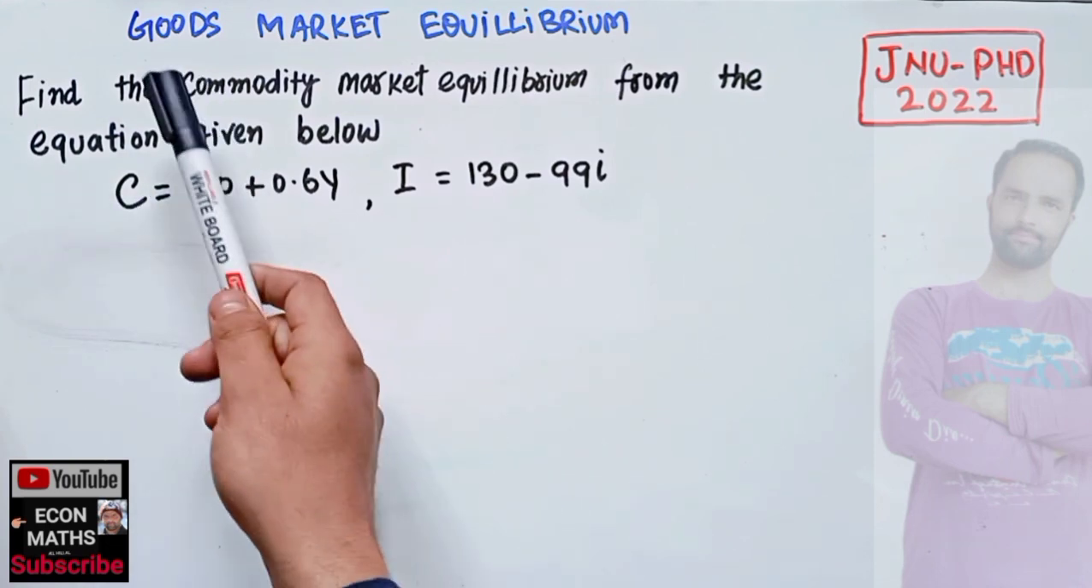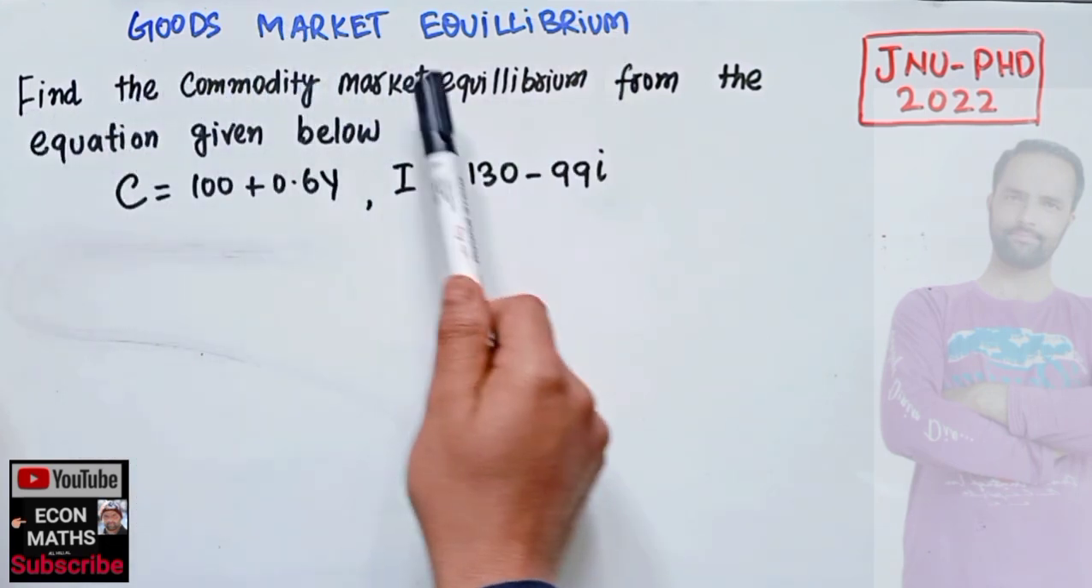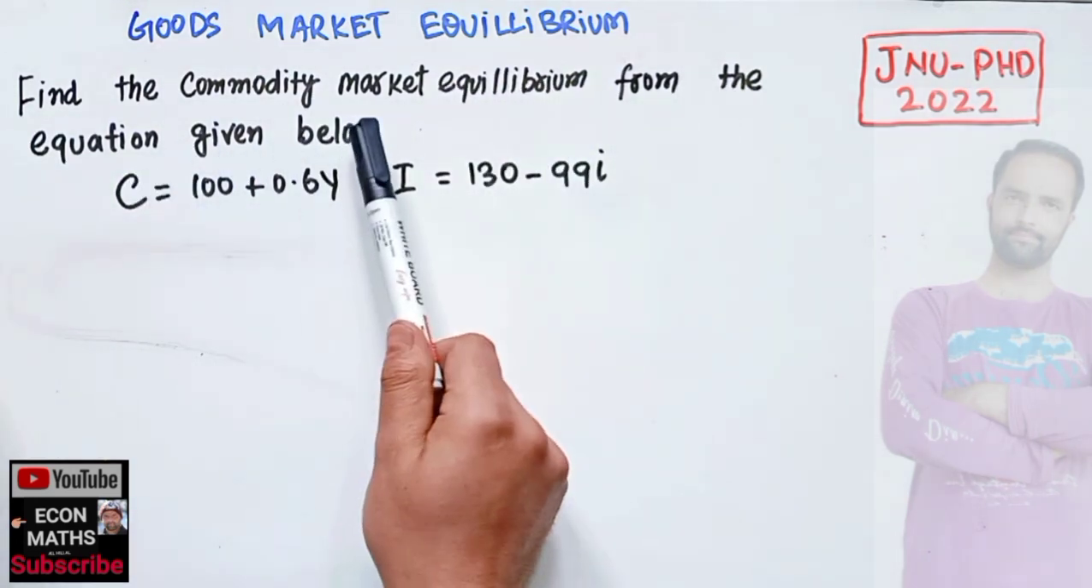The question is to find the goods market equilibrium. The given question is: find the commodity market equilibrium from the equations given below.